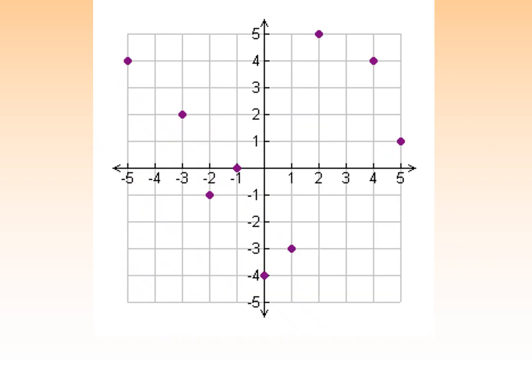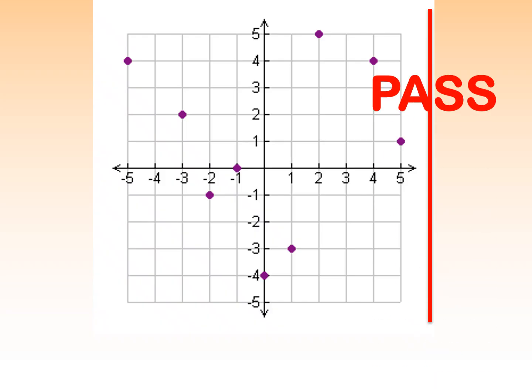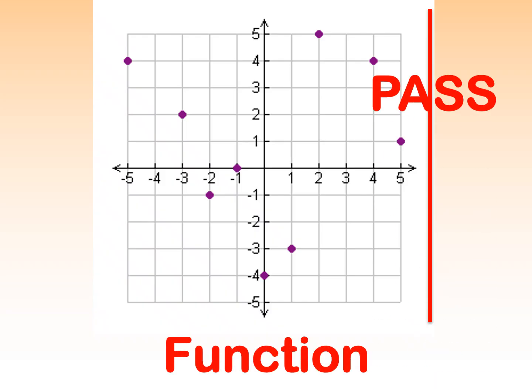This one here is what we call a discrete graph. It's just a whole bunch of distinct separate data points on here, but we can still use that vertical line test. And you can see that it's never going to hit more than once. So this passes the vertical line test and therefore is a function.